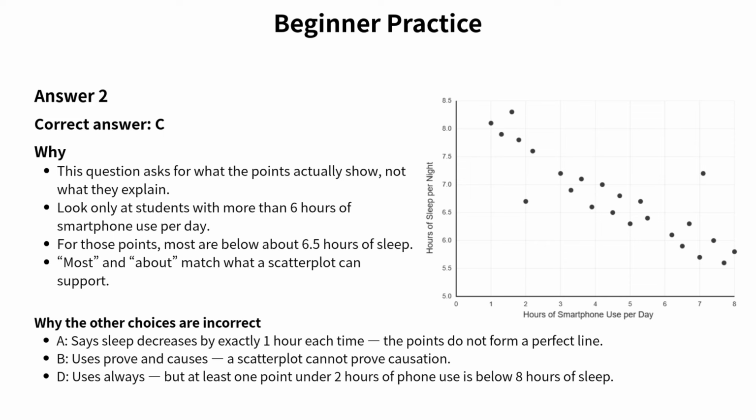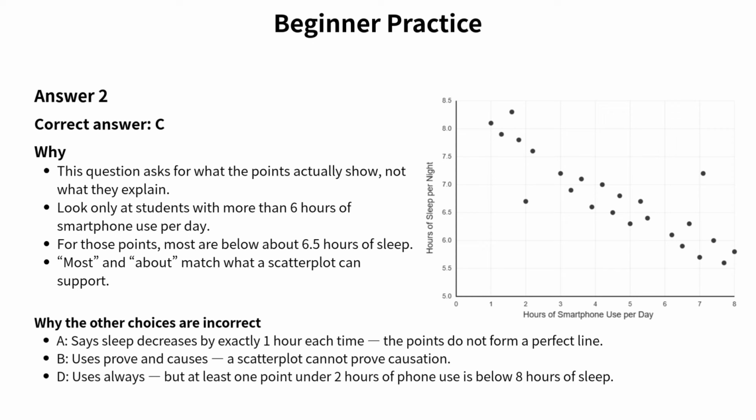So we focus only on the condition in choice C, students who use smartphones more than 6 hours per day. When you look at the points to the right of 6 on the x-axis, you can see that most of them fall below about 6.5 hours on the y-axis. And notice the wording, most, and about. That's exactly the kind of careful language a scatterplot supports. Scatterplots show patterns, not perfect rules.